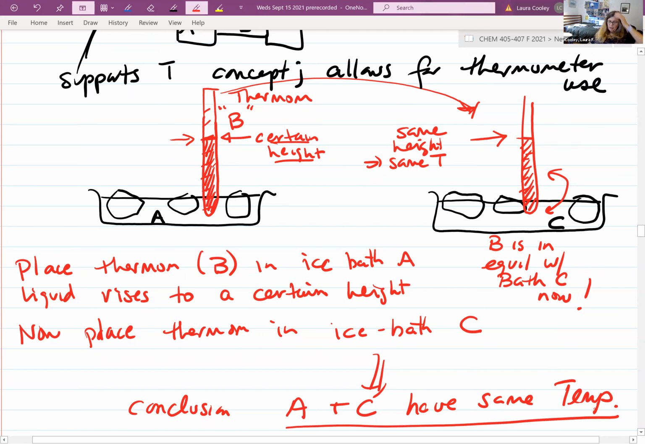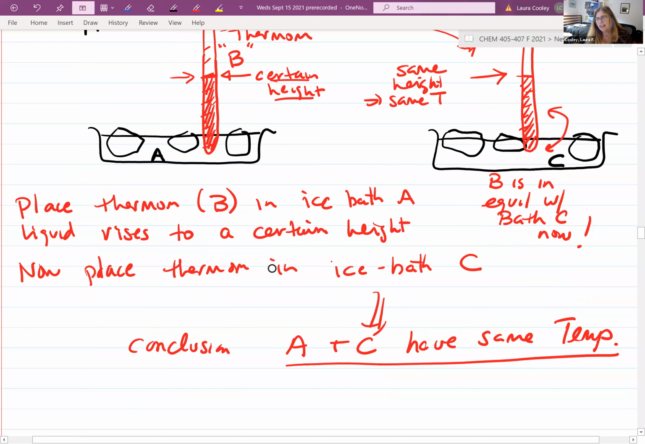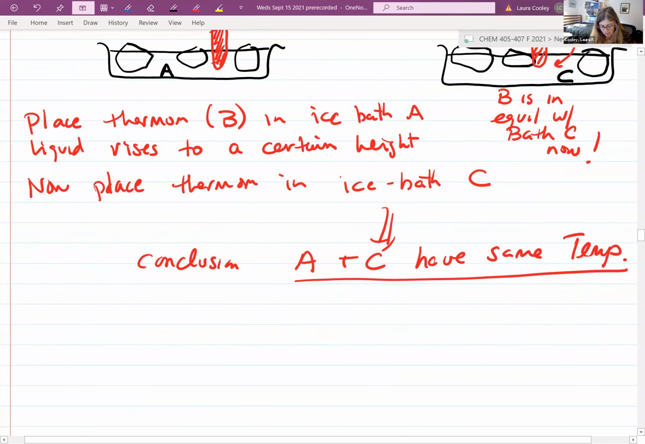Okay, which just seems kind of long-winded and obvious, but people thought about these things, and it's kind of important for the concept of temperature. All right, so that brings me to the whole idea of temperature scales.